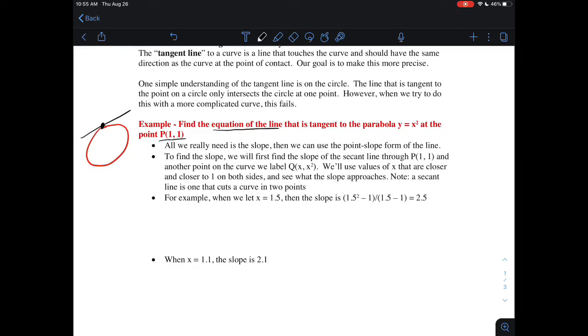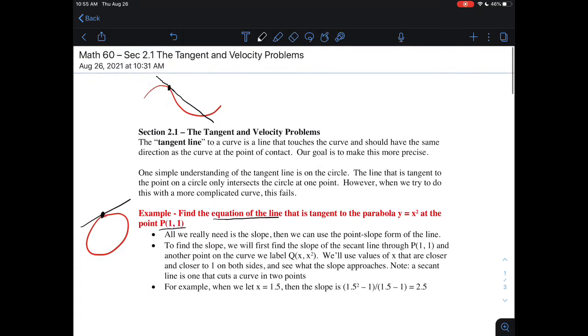To find this slope, we will first find the slope of what is called the secant line through P at (1, 1), and then another point on the curve, which we will label with a variable, Q at coordinates (x, x squared). We'll use values of x that are closer and closer to the value of x equals 1 on both sides of that point P, and we'll see what the slope approaches. Note, a secant line is one that cuts a curve in 2 points, so like what we saw with the sine wave.